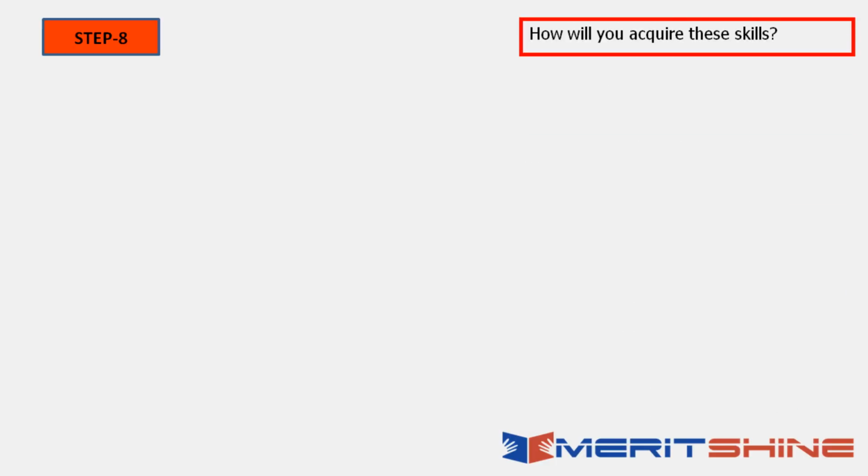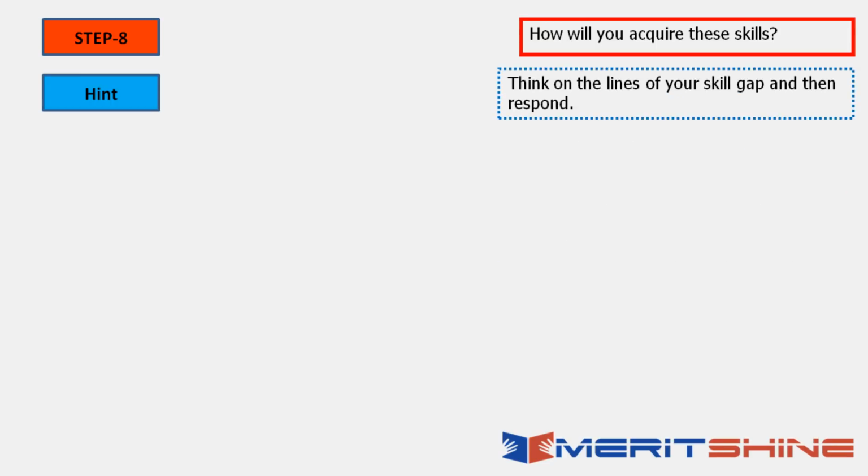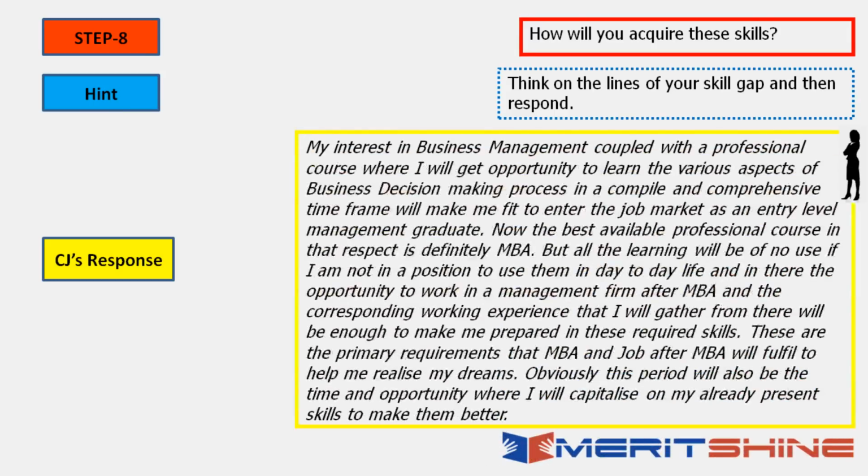CJ, how will you acquire these skills? My hint here would be think on the lines of your skill gap and then respond. Take your time. Now CJ is thinking. Let's see what she comes up with. Yes, she has come up with an answer.